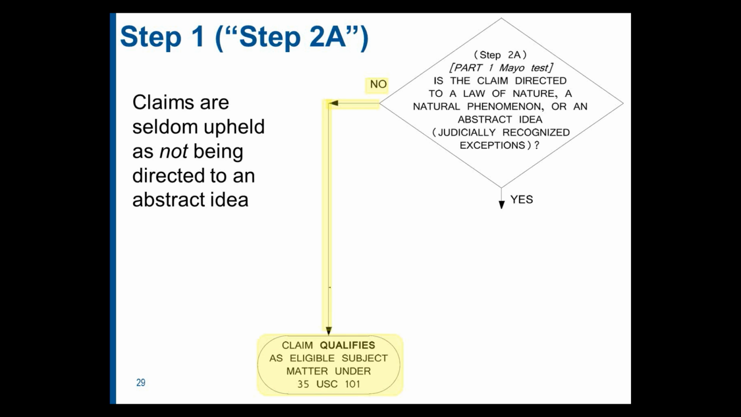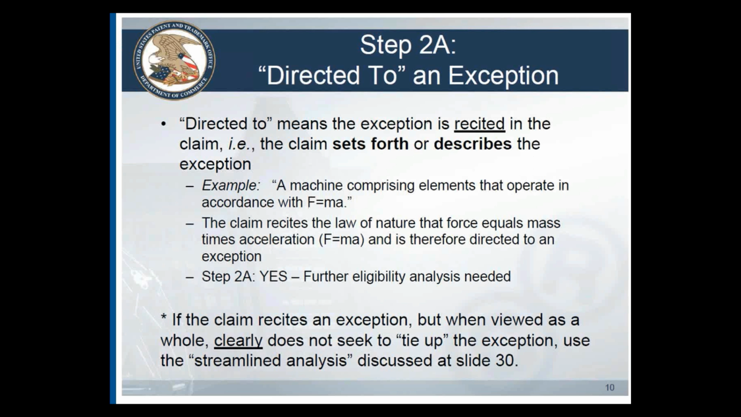So if the claim is not directed to a law of nature, then we don't proceed to the next step. The answer to this question is no, and therefore the claim qualifies as eligible subject matter under 101. So presumably, if you do not receive a 101 rejection for an application, then presumably you're meeting either this or the next step. So if the examiner determines that your claim is in fact directed to a law of nature or an abstract idea, then we proceed to the next.